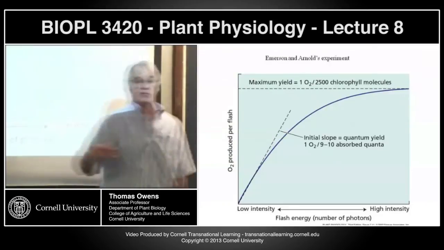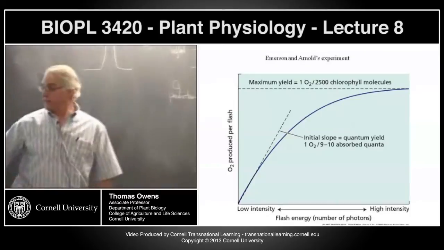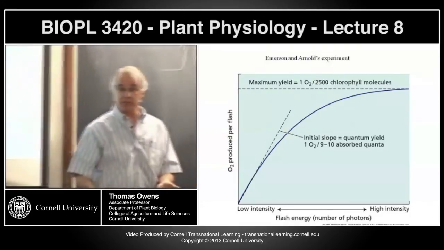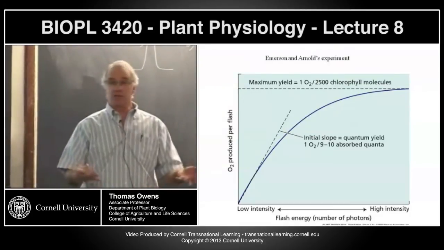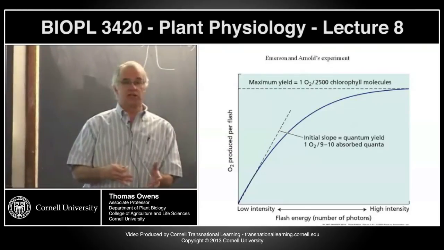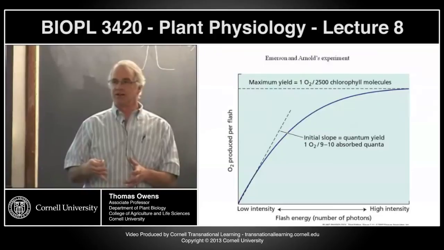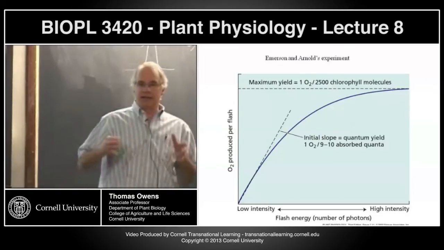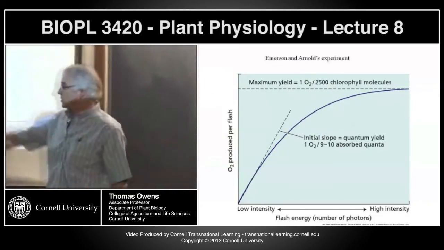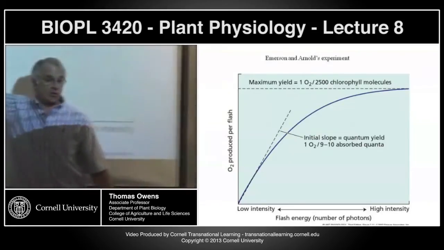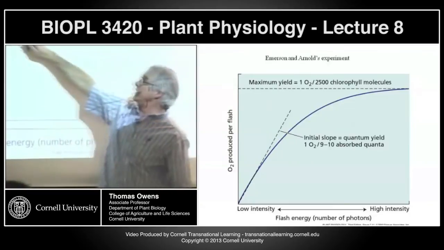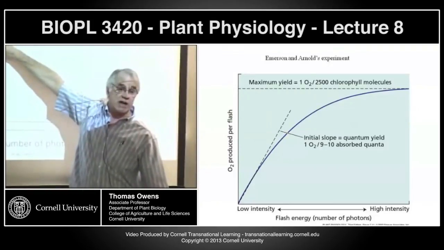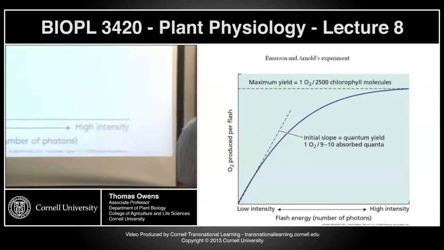And they did something very clever that had never been done before. They can't measure how many photons were absorbed very well. They can measure how many photons were produced by their flash lamp, but they can't measure how many were absorbed. So what they did was they used single-celled algae, and they made a very dense culture so that every photon that hit the culture was absorbed. Right? So basically all the light that entered into the culture of algae was absorbed. So they knew how many photons were absorbed, and they knew how much oxygen was produced. The slope of this line is oxygen per photon. Right? So what they found was for each oxygen produced, it required the absorption of 9 to 10 photons.